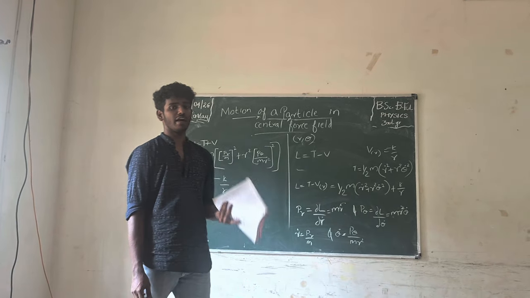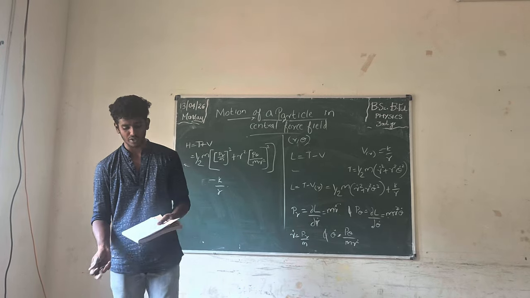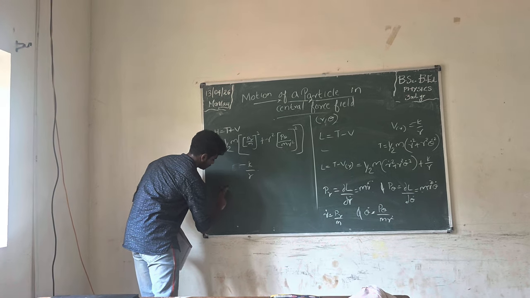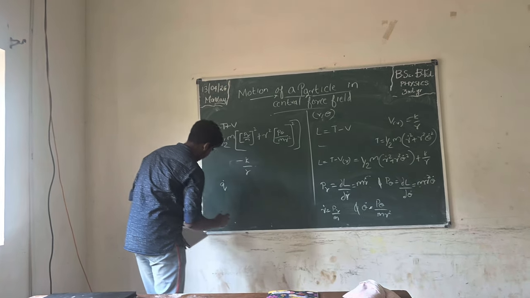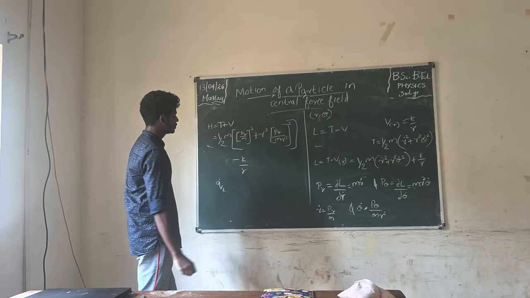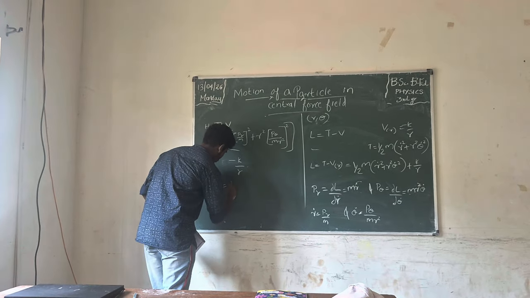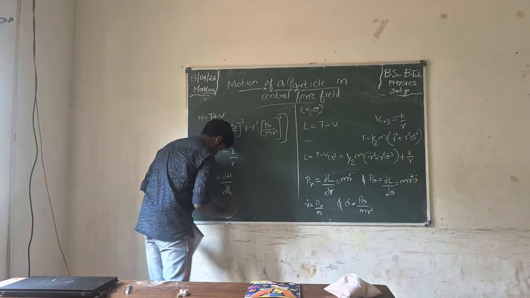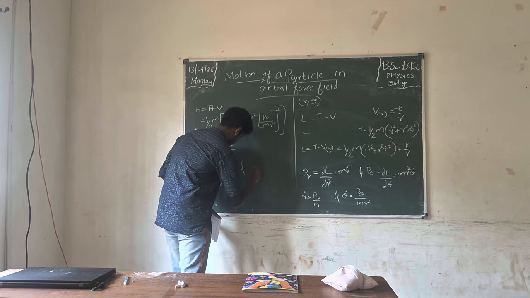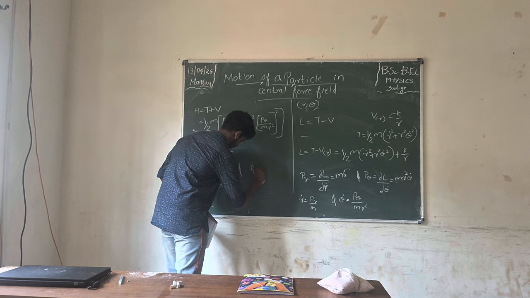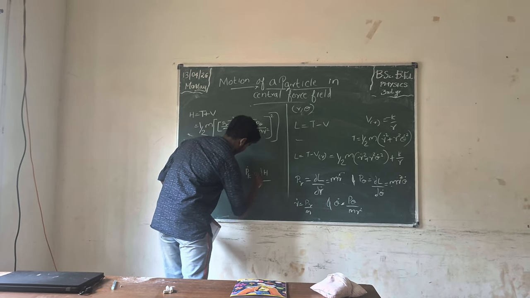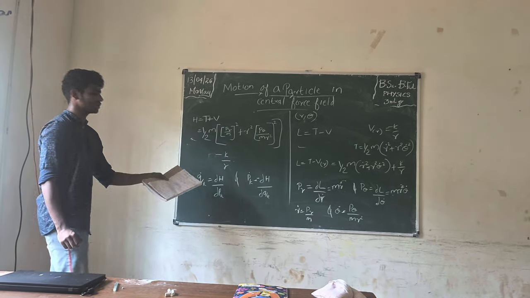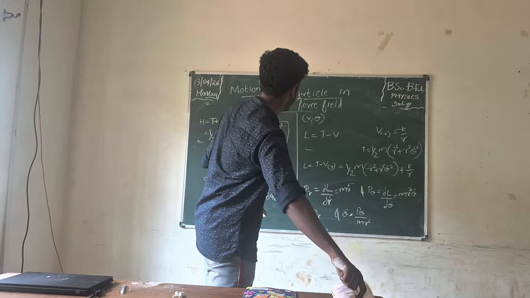So this is the Hamiltonian equation for the motion of the particle in the central force field. Now what we have to find are Hamilton's equations of motion. For that, as you already know, we have to find q dot k and p dot k. So q dot k is equal to dou H by dou p k, and p dot k is equal to minus dou H by dou q k. So these are Hamilton's equations of motion.